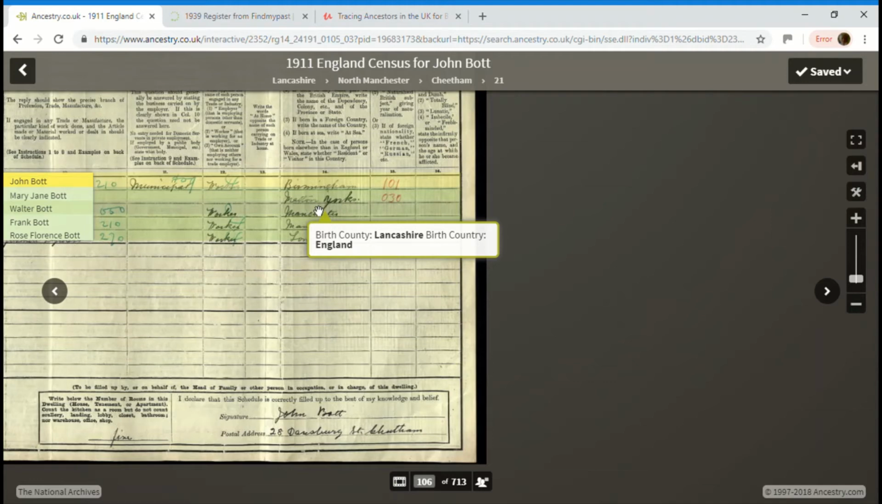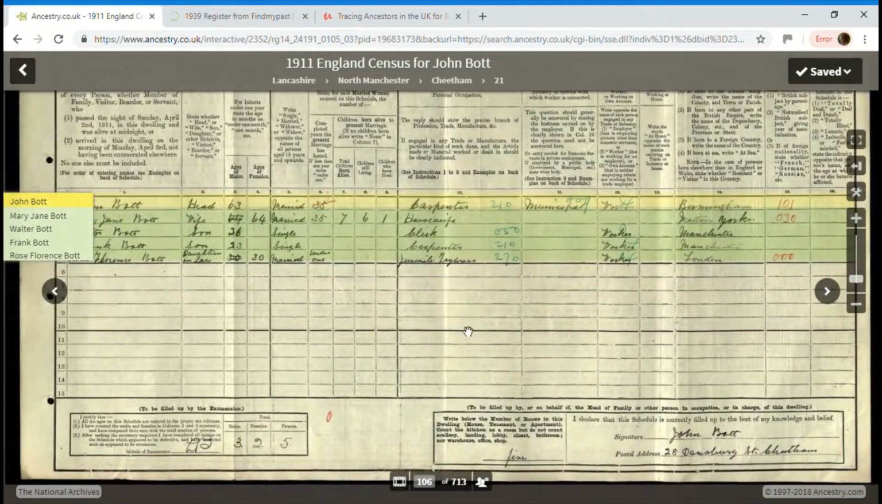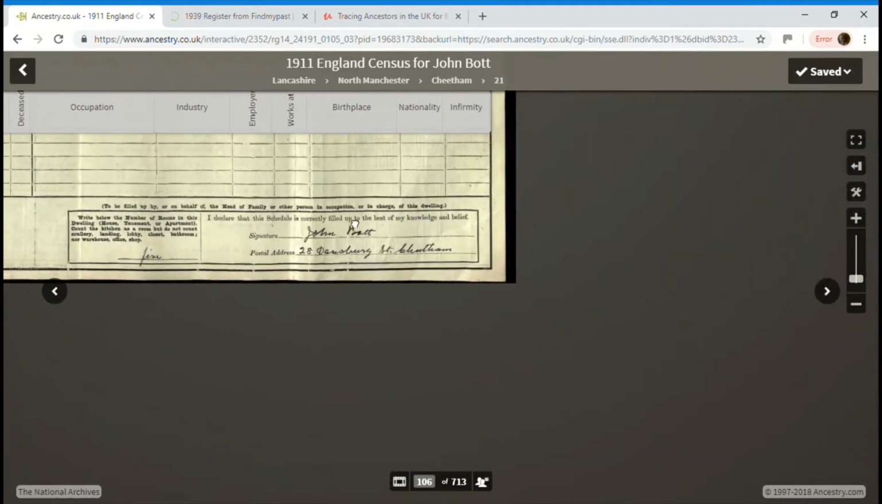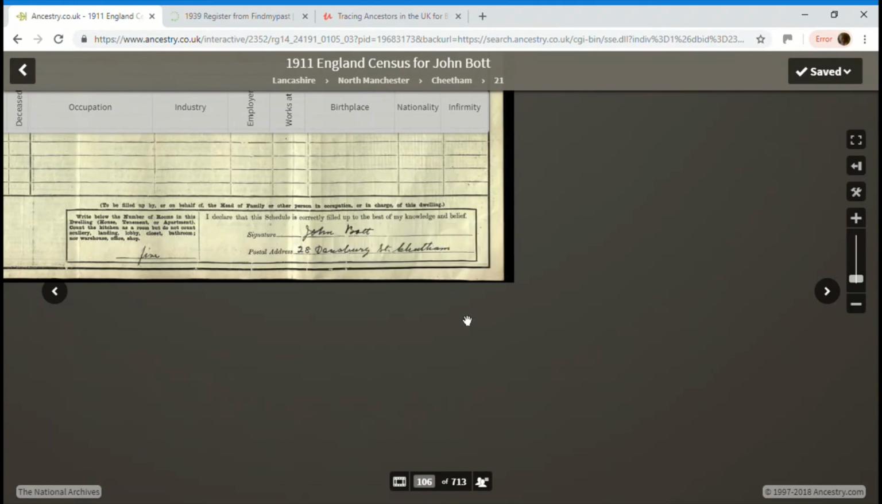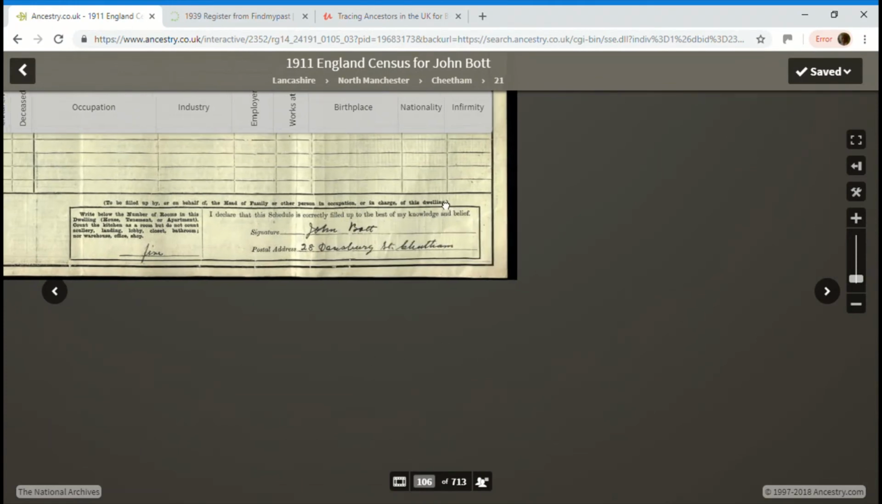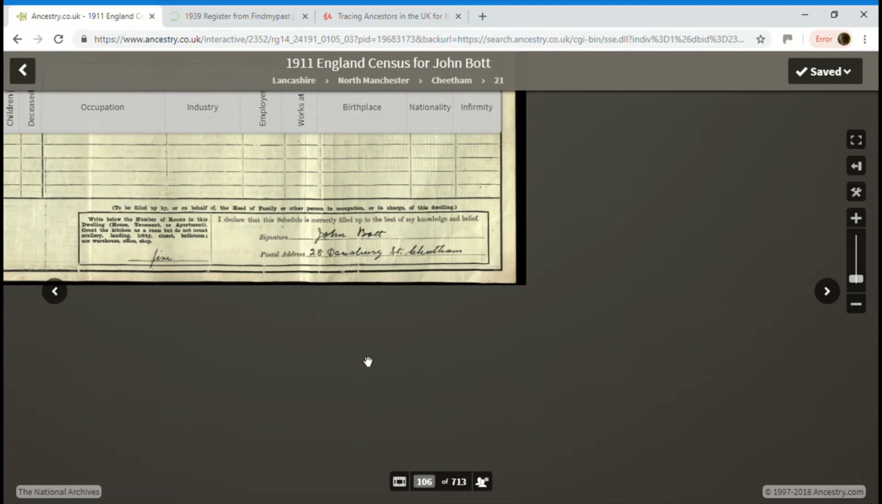So again, very, very useful because they're both living at present in 1911 in a place very different to where they were born. And you can see their 2 children were born in Manchester, but Florence, the daughter-in-law, was born in London. Now, one thing we do have on the 1911 census down here, always have a look down here because that is the exact address of where they are living, and it also has a signature of the head of household, which is quite nice to see.